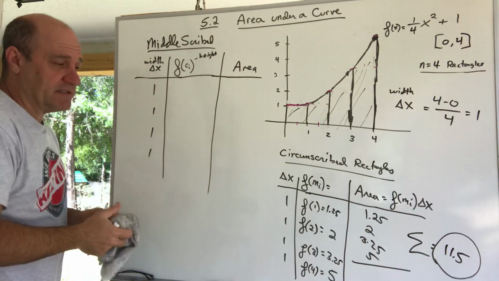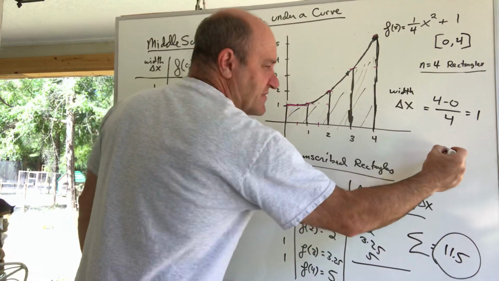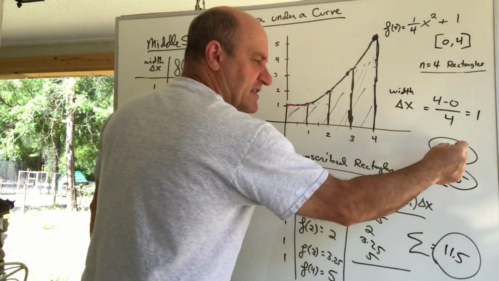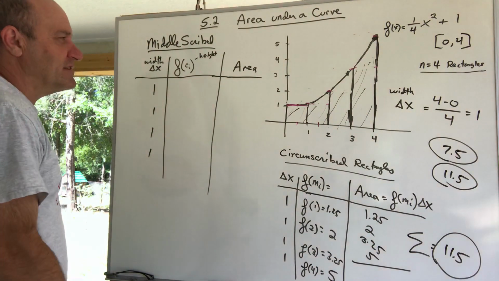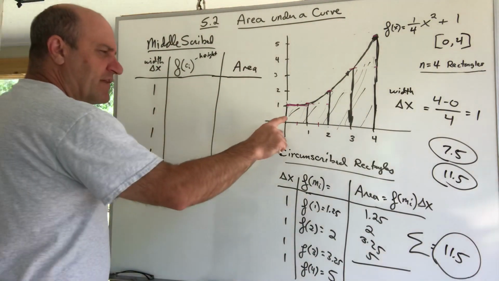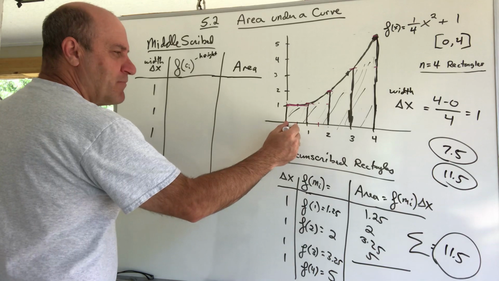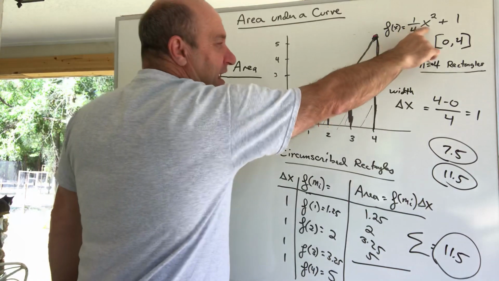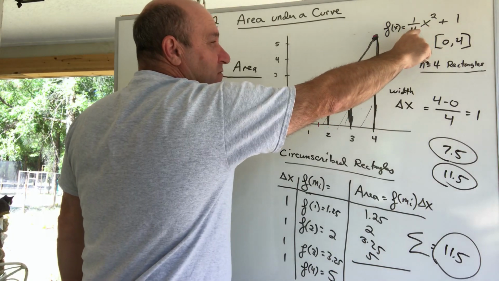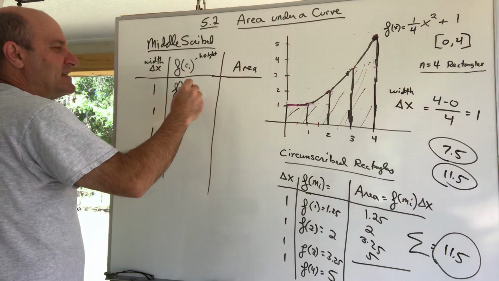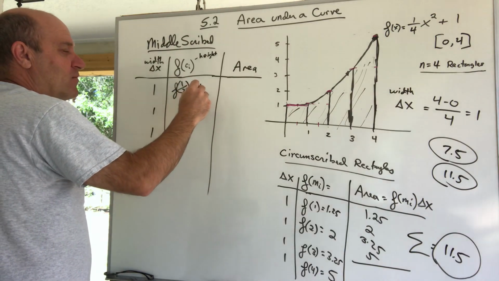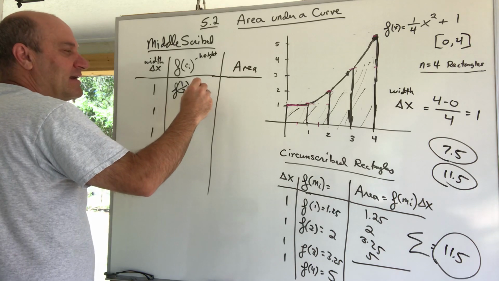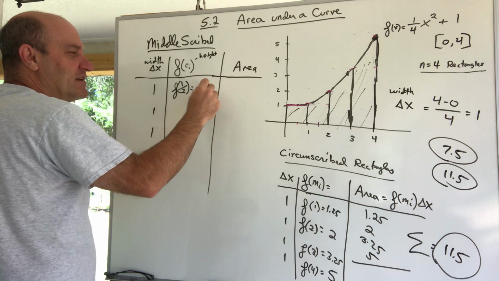This will be a way better estimate. Remember, I had a lower estimate of 7.5. I had an upper estimate here of 11.5. That was my inscribed and circumscribed rectangles. Let's see what this does. So what am I doing for that first rectangle? I'm plugging in the midpoint. I'm plugging in a half, and I'm trying to get the height. When I plug in a half, that takes a little work. That's a 1/4, there's a 1/4, that's a 1/16, that's 1 1/16. Wow, 1 1/16. I might need a calculator. I think that's a 1.0625.